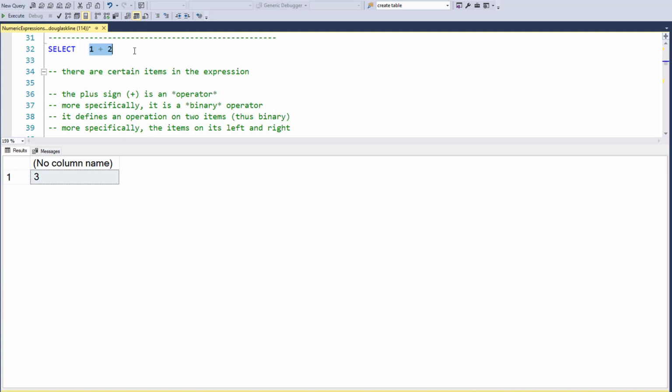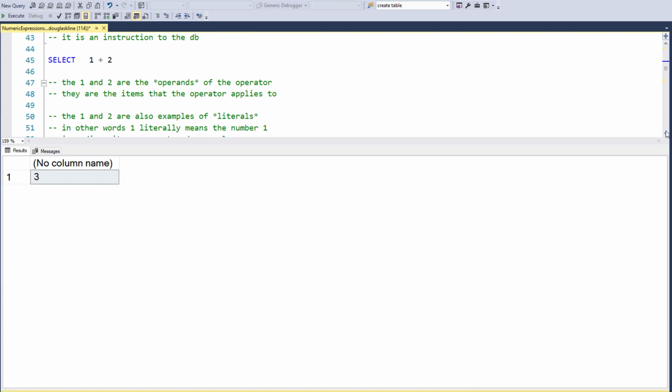So let's give some names to the different parts of this expression. The plus sign in this case is the operator. More specifically, it is a binary operator. In other words, there are two things that it's going to operate on. It's going to take the 1 and the 2, and by agreement, I think it should mean addition, and the database engine thinks it should mean addition. So what it's going to do is add those two numbers together.